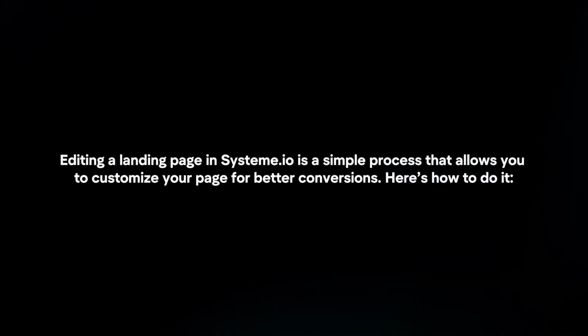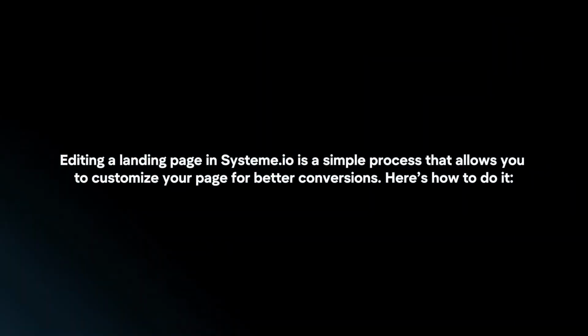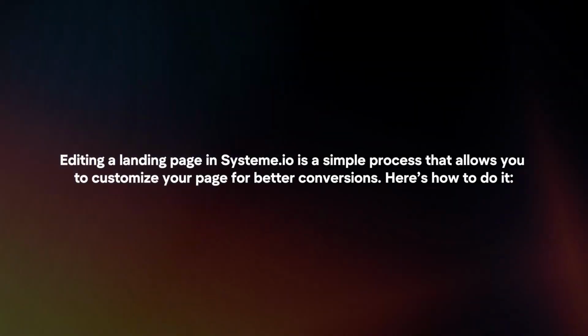Editing a landing page in System.io is a simple process that allows you to customize your page for better conversions. Here's how to do it.